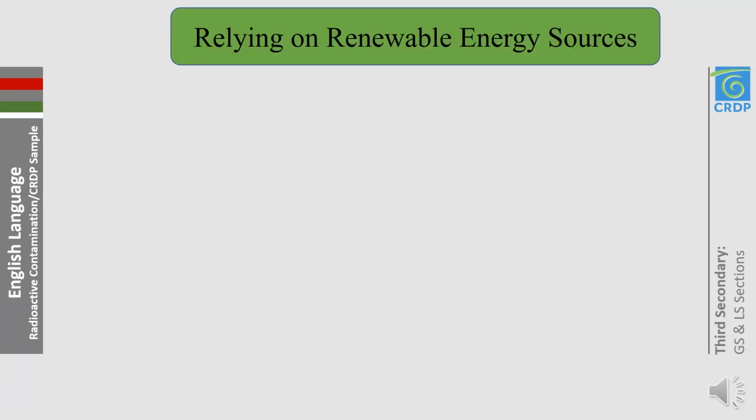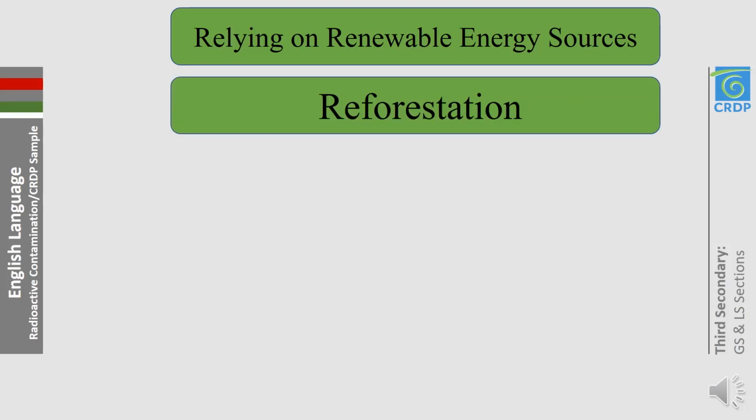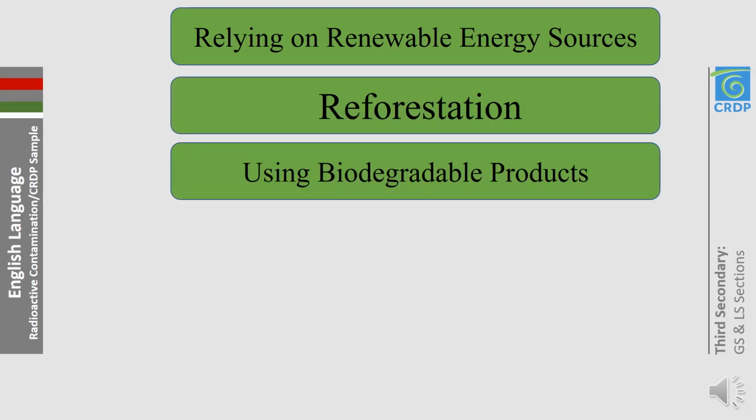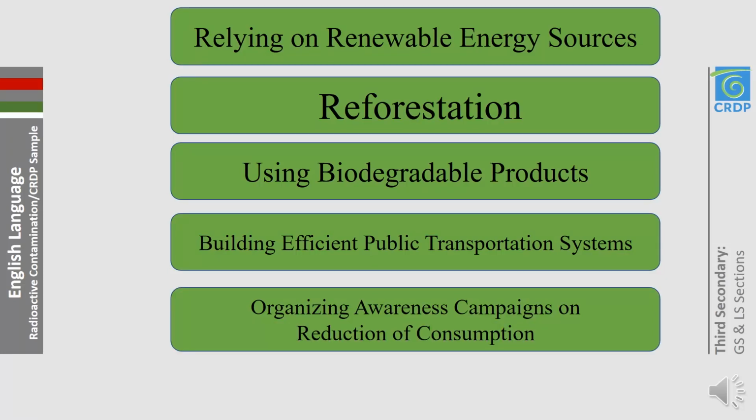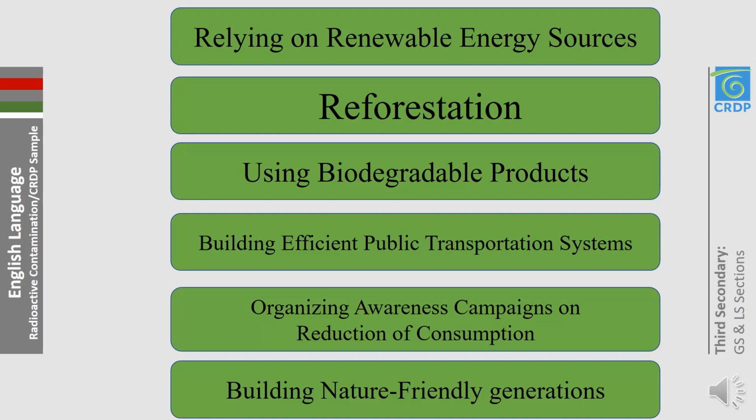So what are governments to do? They have to rely on renewable energy sources. They have to start reforestation, and they have to use biodegradable products. They have to build efficient public transportation systems. They also have to organize awareness campaigns on reduction of consumption, because less consumption means less production and less pollution. And finally, and most importantly, we have to build nature-friendly generations that know how to care for the environment.